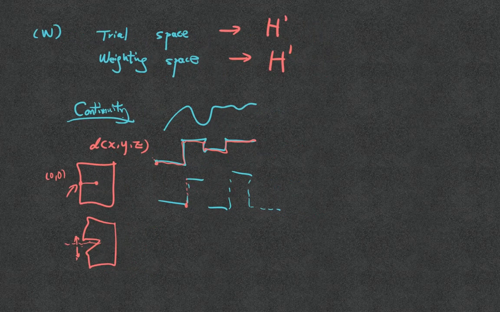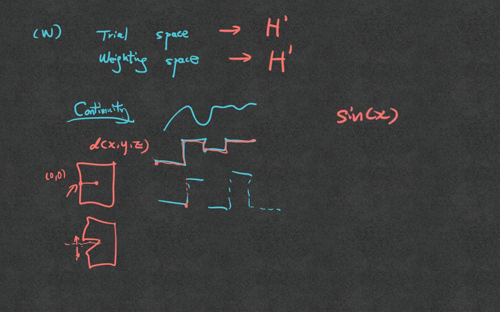We want it to be continuous, but what H1 means is that we also want the derivative to be continuous. Does that make sense? Okay, so can you give me some example where the derivative is continuous?